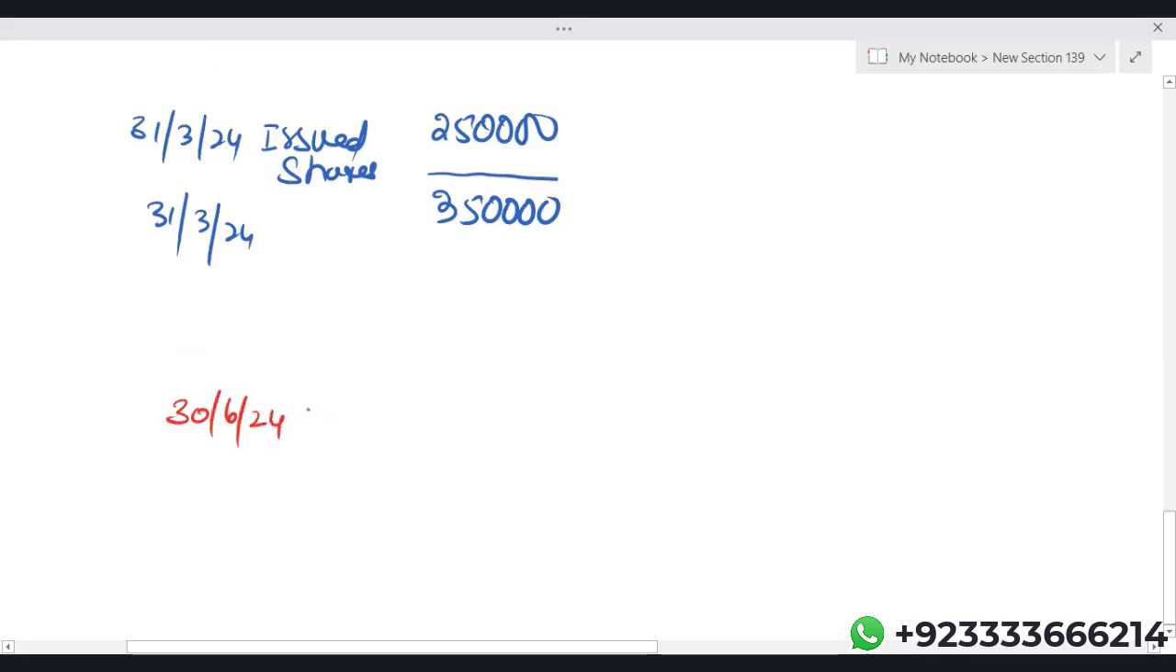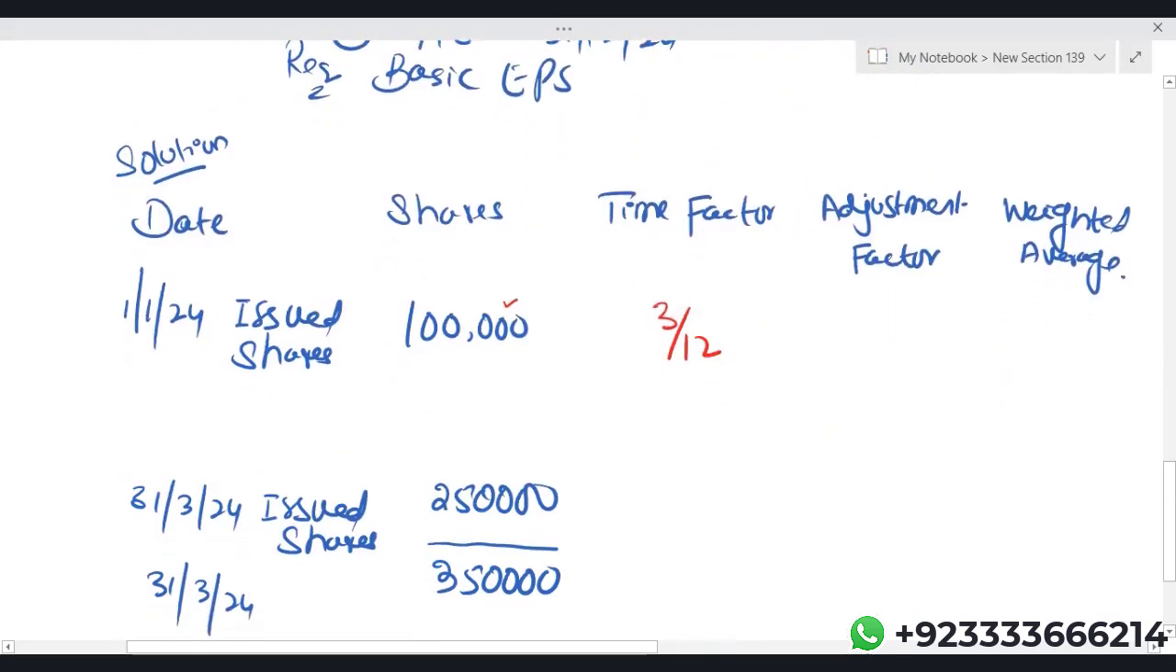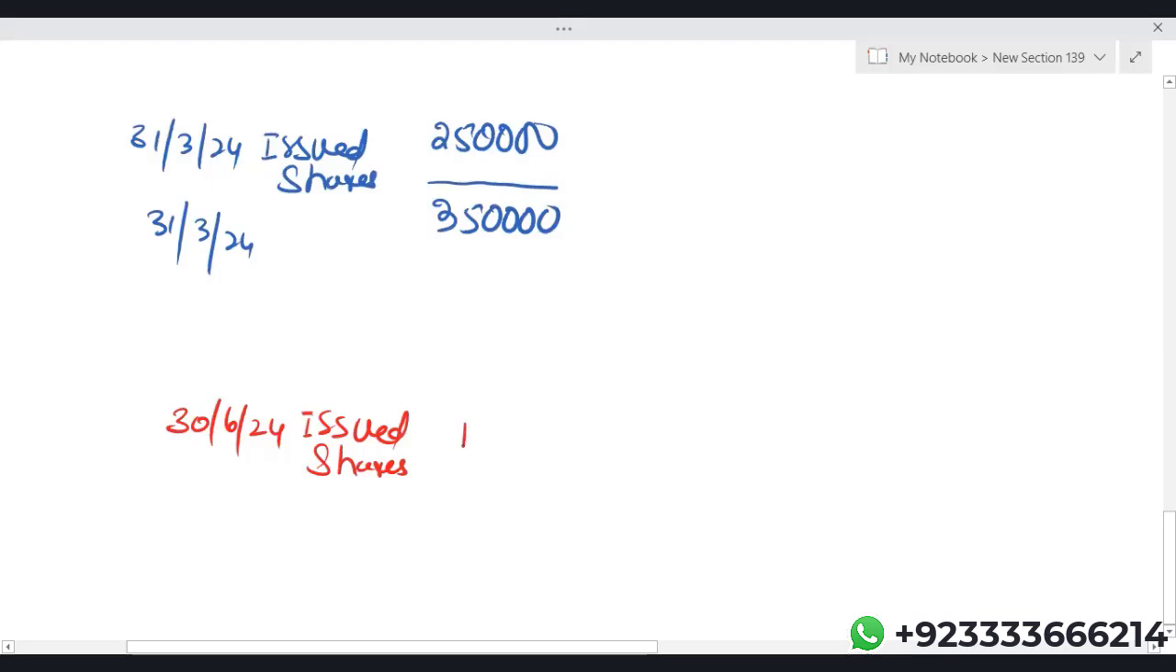30th June 24, issued shares 1,50,000. So we can say that before this, the company had already issued a total of 3,50,000 shares. So in June, the total number of shares will be 500,000. So 30th June 24.